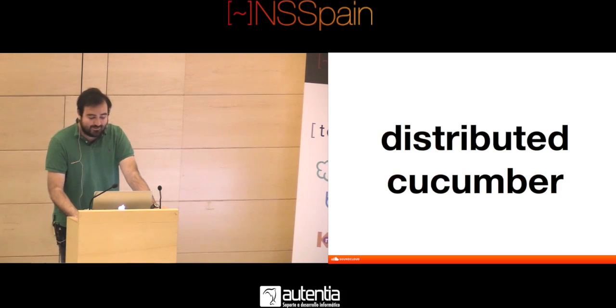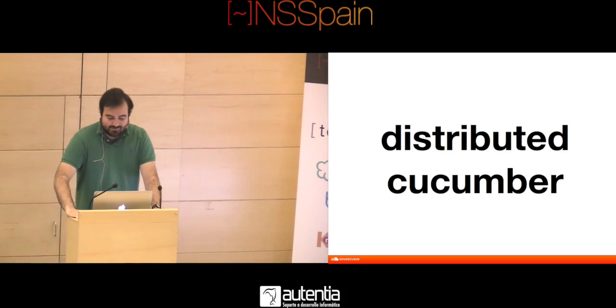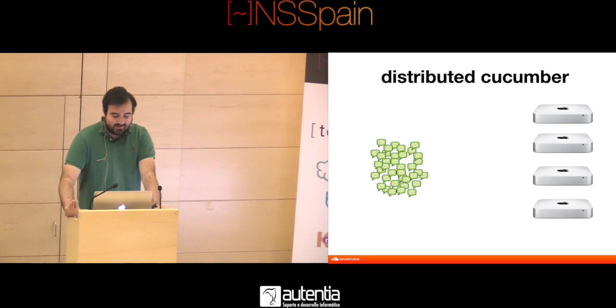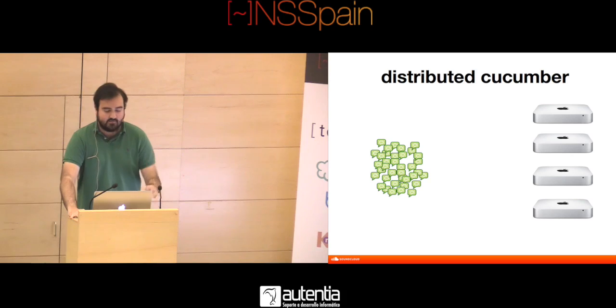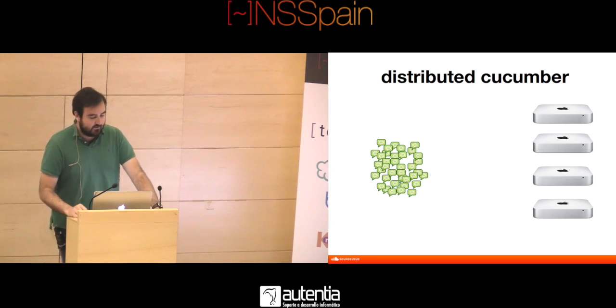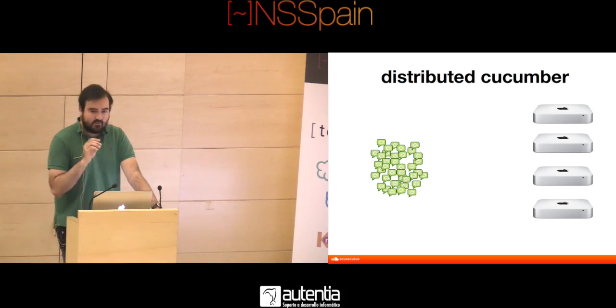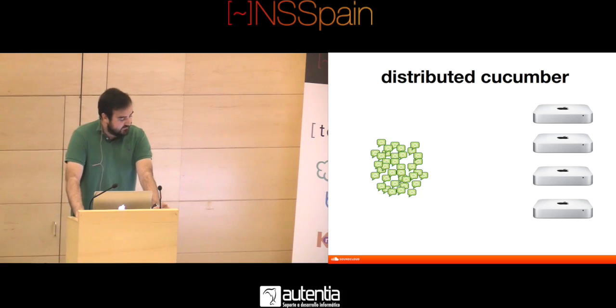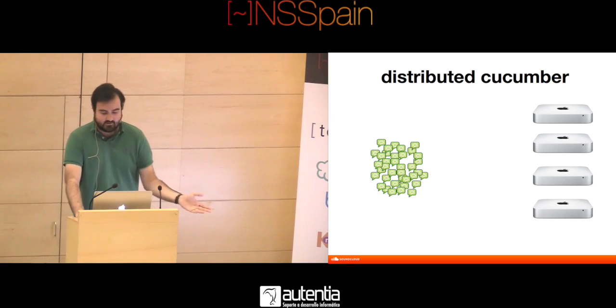And so we came up with a thing that we called distributed cucumber. Basically what happens is that we have a cluster of Mac Minis, and we distribute the tests to all the machines that are idle. So this provides equal distribution of work. Each machine that is available is going to pick up one of the tests from the pool, and once the test finishes, it's just going to take another one. And that way we can optimize the use of the machines.